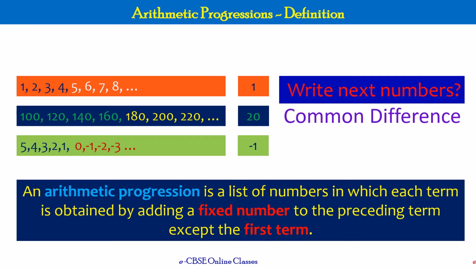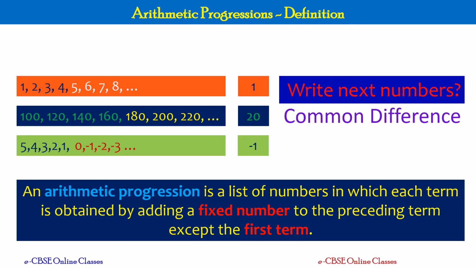So let's come to the definition of it. An arithmetic progression is a list of numbers in which each term is obtained by adding a fixed number to the preceding term except the first term. Pay attention to all the highlighted words here. We are talking about arithmetic progression here, and we are talking about fixed number, which is used to add to the previous number to obtain a next number. So it is also called as common difference here.